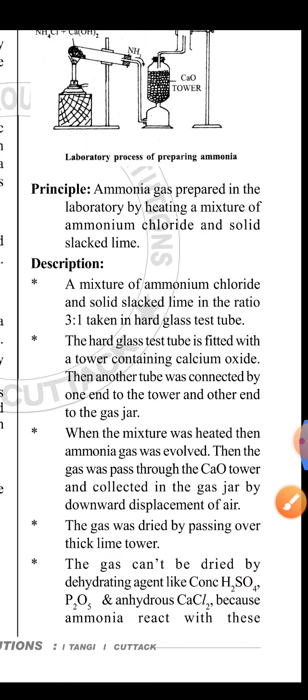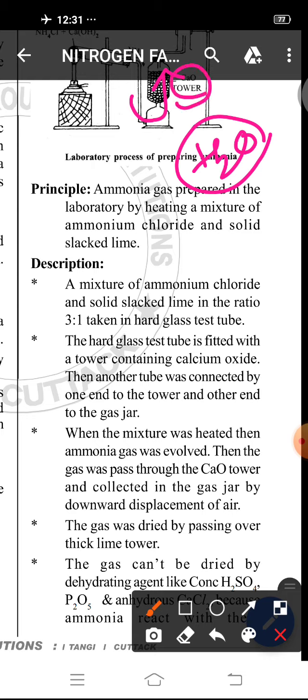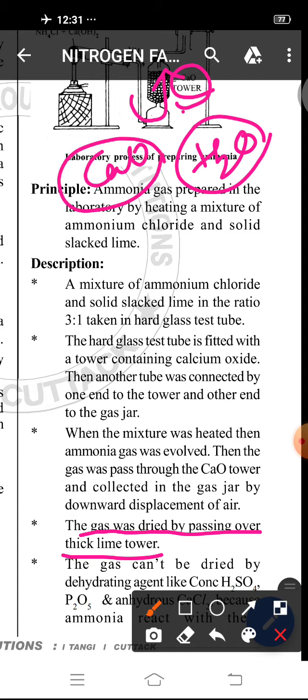Why is the gas passed through the calcium oxide tower? Because if it contains some water particles or becomes hydrated, then when it comes through the calcium oxide tower, the water particles are absorbed by calcium oxide and the gas becomes dehydrated. The gas becoming dehydrated means the gas becomes dried. So the gas is dried through the calcium oxide tower.